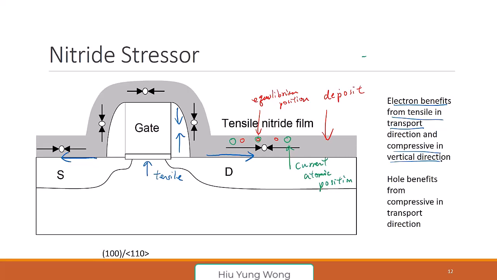It's not completely tensile in certain locations, but overall, you will feel that this is tensile in this direction, and this is compressive in this direction. And this is called nitride stressor. This is very useful to enhance the transistor performance. Any questions?